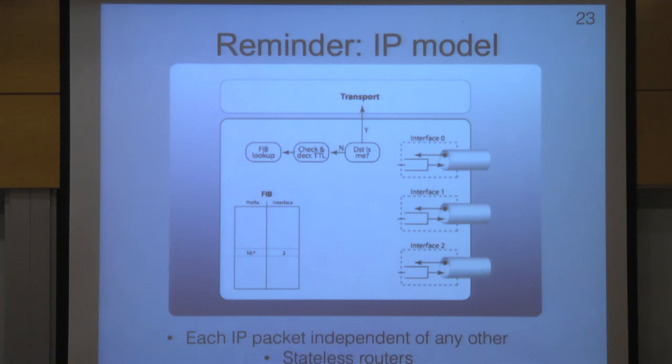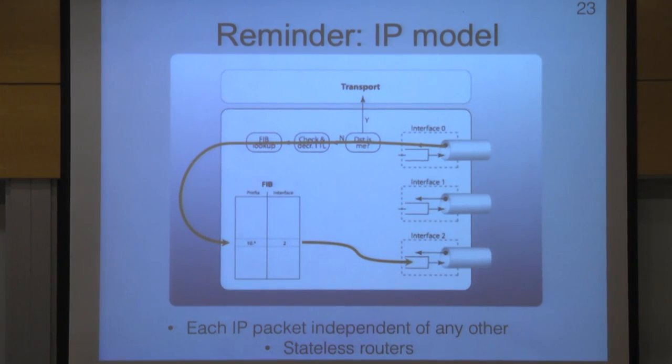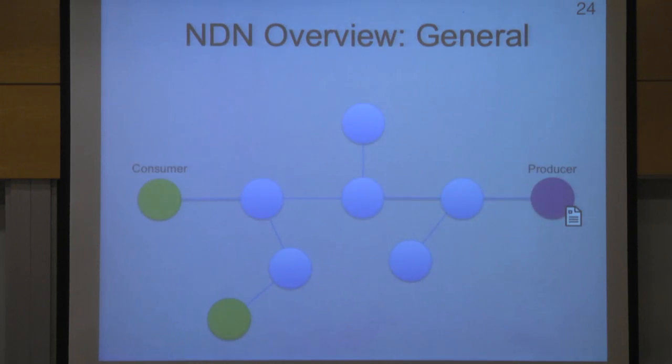So again, just to give you context on how IP works. You have a transport protocol and you have an IP layer. When a packet comes in, it goes through a very simple set of procedures. It comes into some interface and checks, is this destination me? If it is, it goes up to the transport layer. If it's not, you decrement the time to live. If it's zero, you throw it away. Assuming the packet is otherwise fine, you then use the FIB, the forwarding information base, that's a routing table, to figure out where to send that packet next. Then you use longest prefix match on the IP address, and out it goes. Each packet is independent. There's no state kept that relates to any other packet. Routers are completely stateless except for routing information, the forwarding information base. NDN works differently.